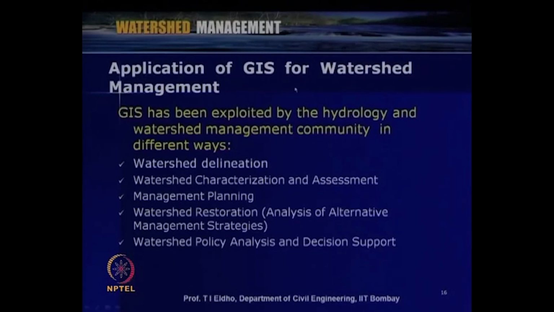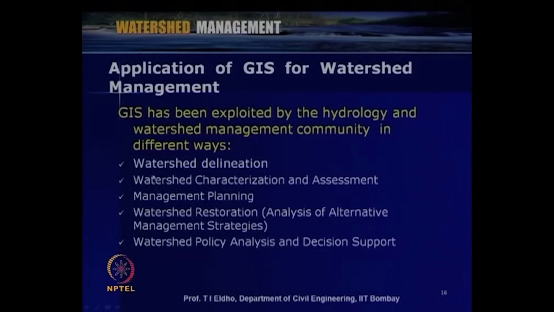Let us come back to the watershed management application as far as GIS is concerned. As I already mentioned, GIS has been very much used in most watershed management plans. GIS has been exploited by the hydrology and watershed management community in various ways. Some of the important aspects I have listed here. We can utilize a geographic information system for watershed delineation. These details we have seen in one of the earlier lectures.